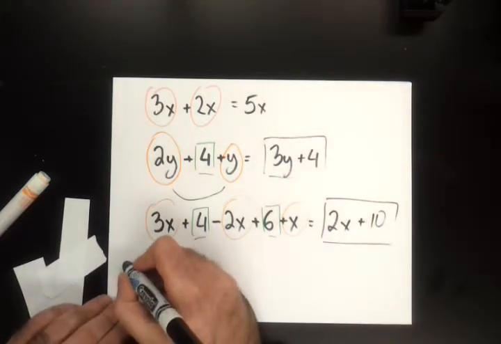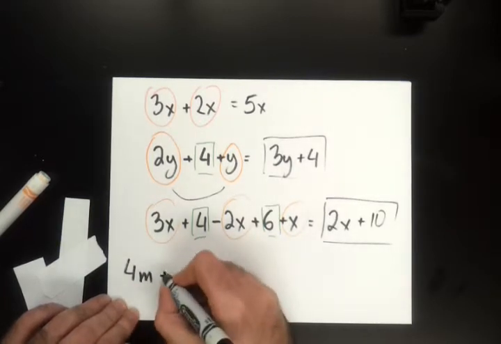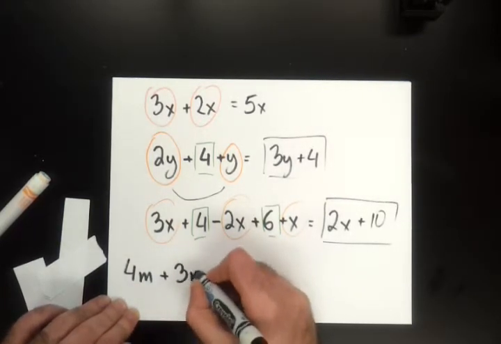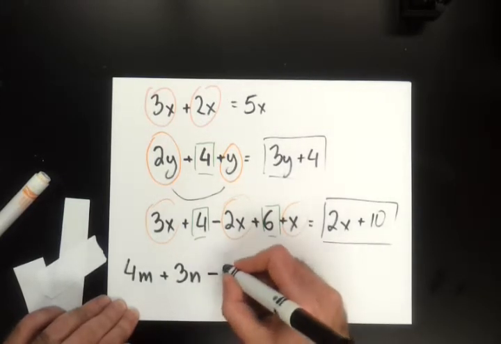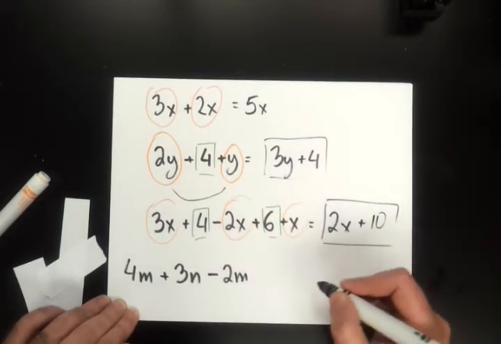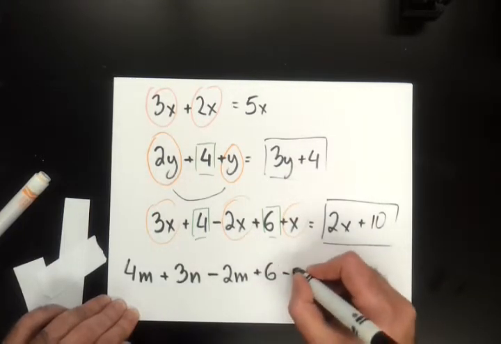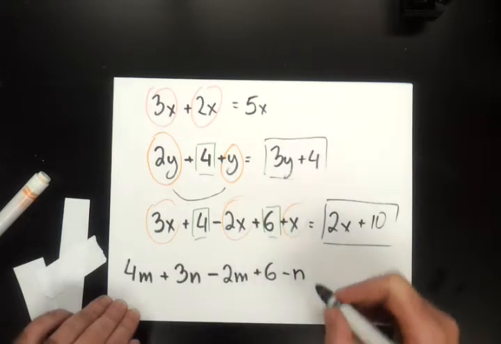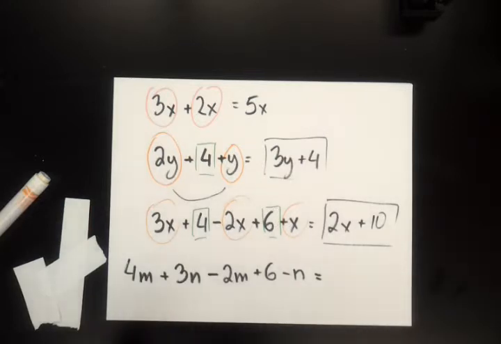Let's go with 4m plus 3n minus 2m plus 6 minus n. Here I have 5 terms total and 3 different types of terms.